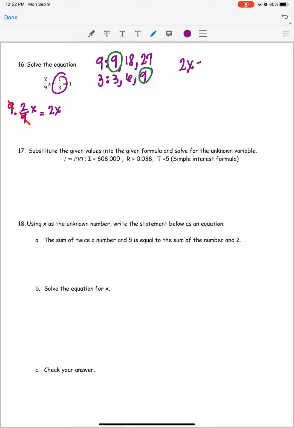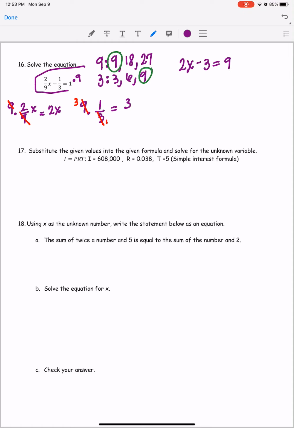So now let's go to this 1/3. We're going to do 9 times 1/3. Cross reduce. You can divide 9 and 3 by 3. So 9 divided by 3 is 3. 3 divided by 3 is 1. So now when we multiply straight across, I've got 3 times 1. That gives me 3. So minus 3 equals, don't forget to multiply this by 9 as well. So 1 times 9 is 9.